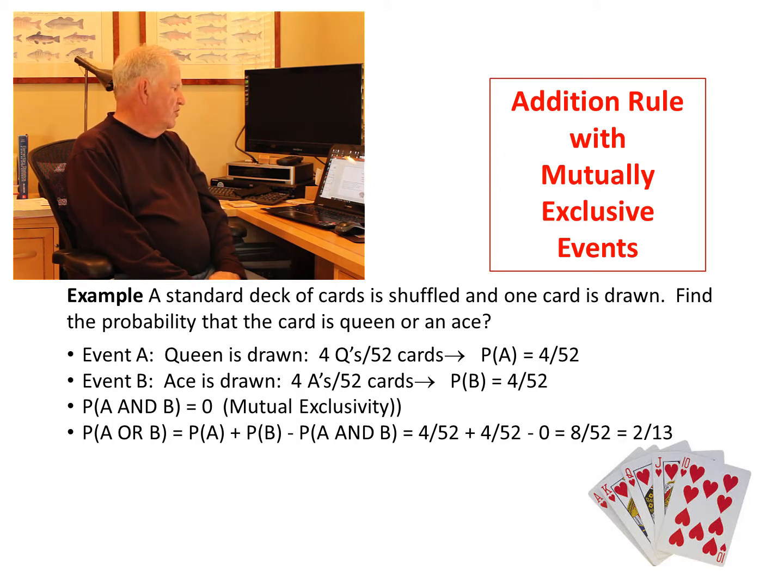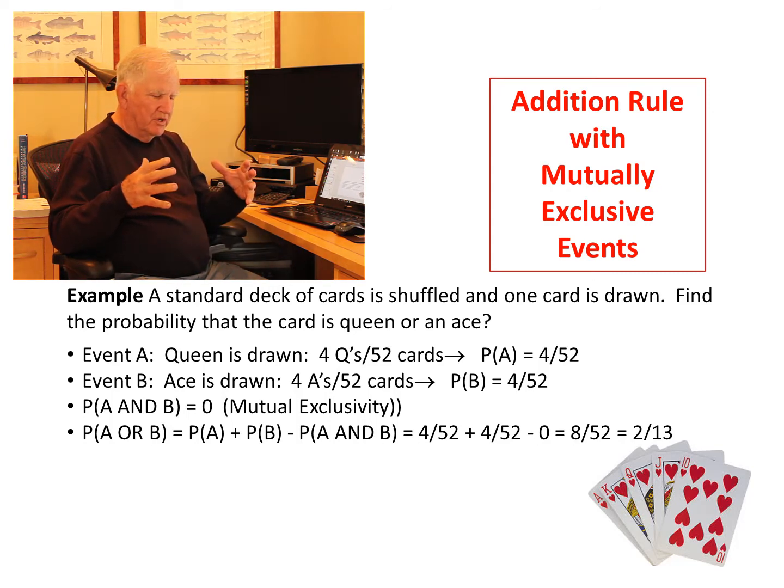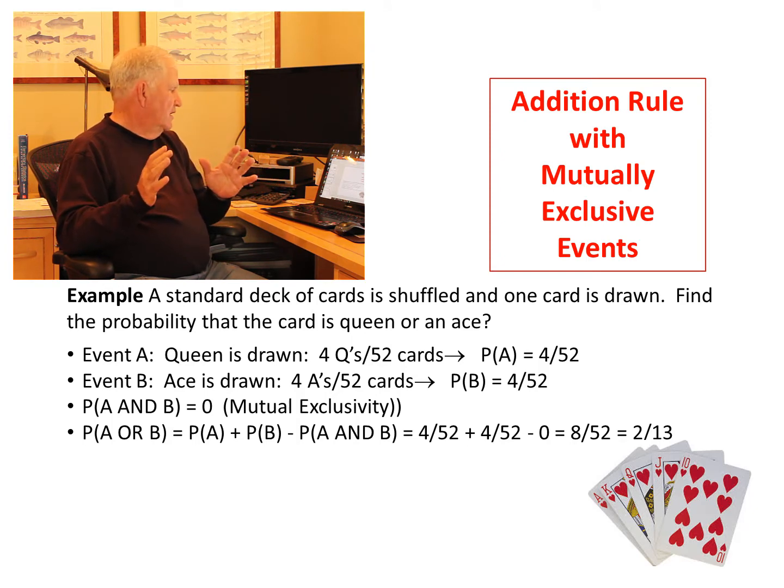Calculate the probability of drawing an ace. There are 4 aces in 52 cards, so the probability of drawing an ace is 4 out of 52. Okay, let's think about the probability of, on one draw, drawing both a queen and an ace. Can't do that. You can't do that. So the probability of A and B is equal to 0.